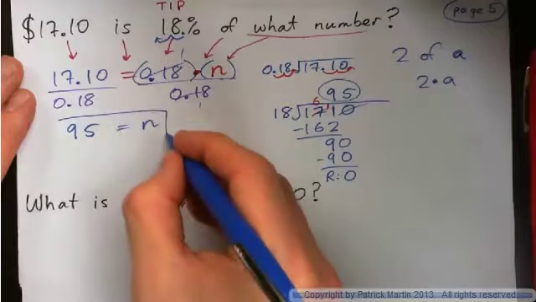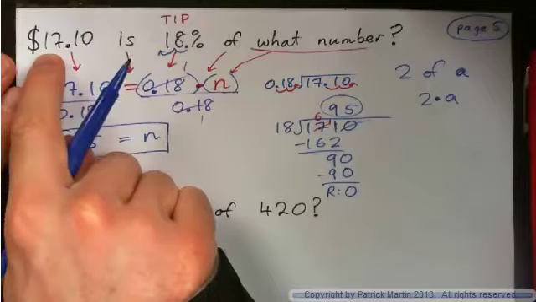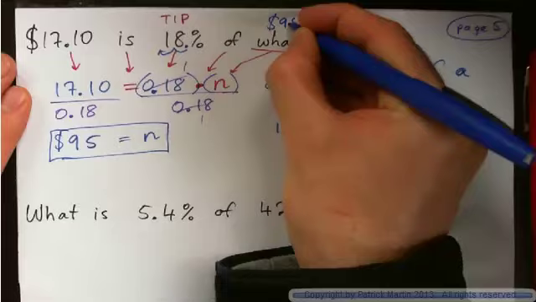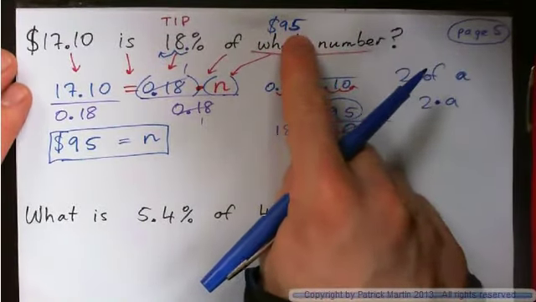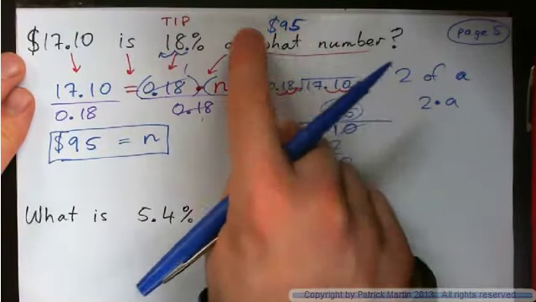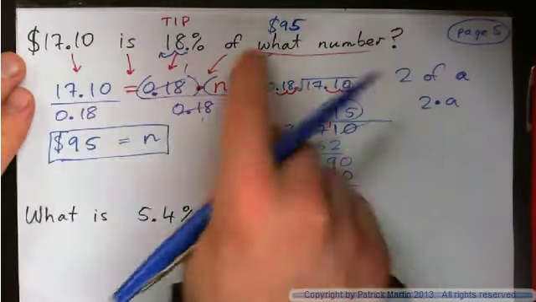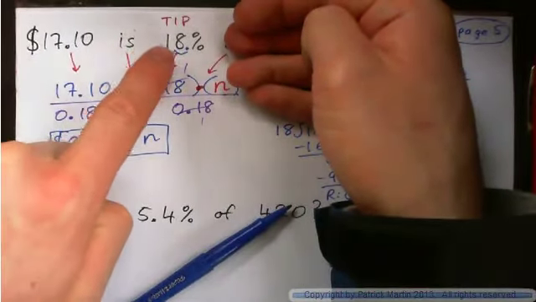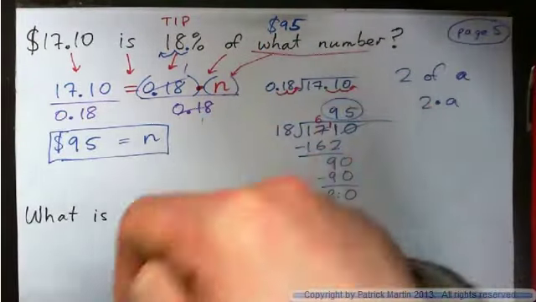So the answer is that the restaurant bill, well, 17.10 is 18% of $95. So the whole family at the restaurant and the extended family and whoever else turns up, $95 is the total bill at the restaurant. The tip is 18%, and so the tip is $17.10. So if you were told the tip was $17.10, and you knew it was 18%, then that means the bill must have been $95. So we've just figured that out.